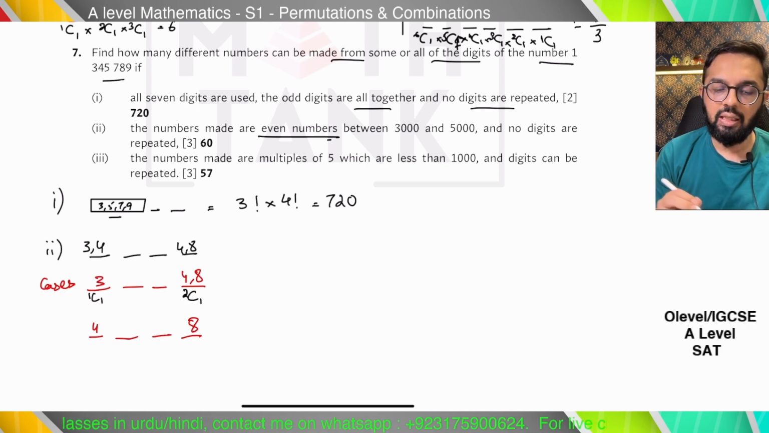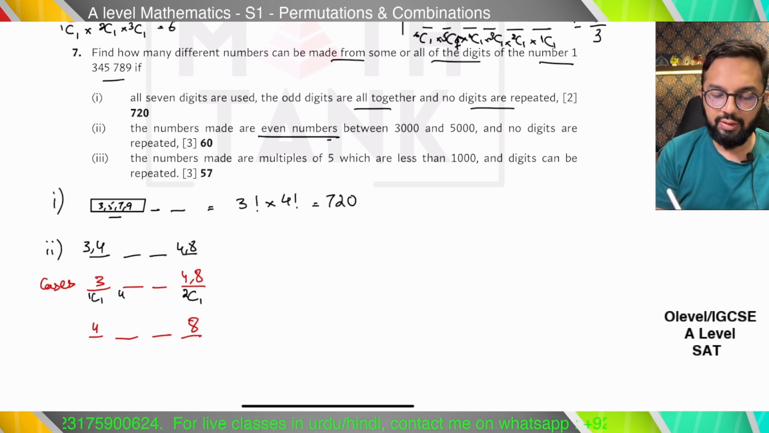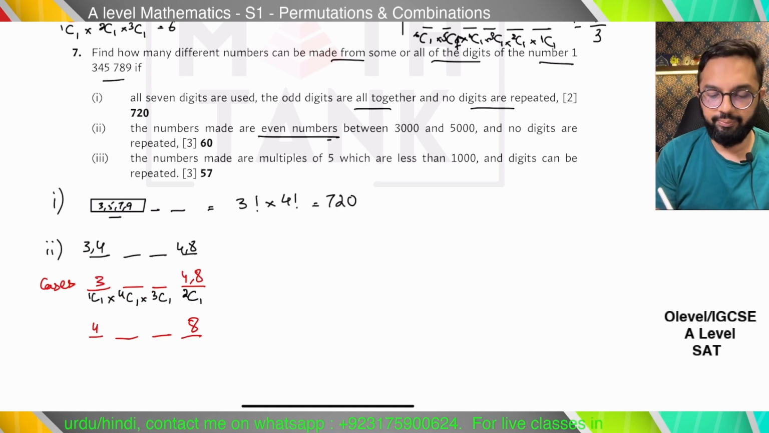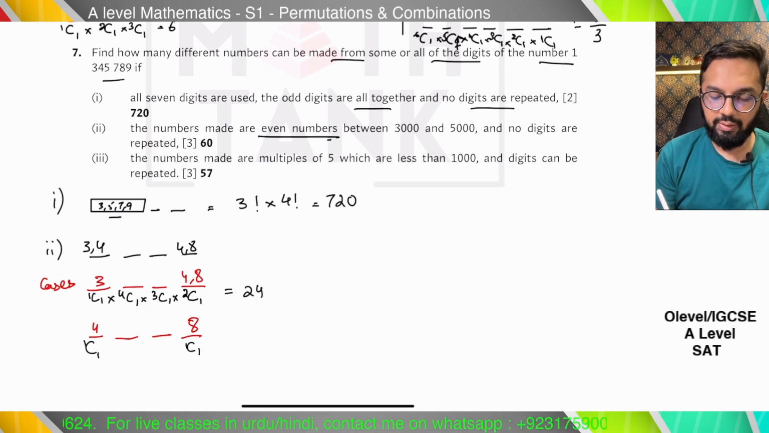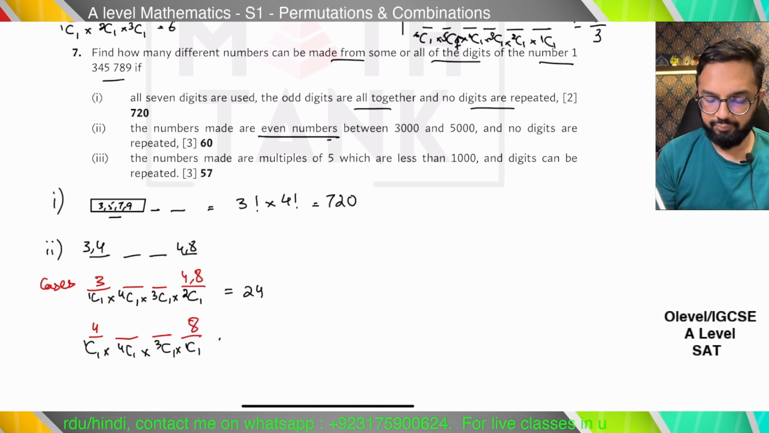How many digits did I have in total? I had 6 digits in total, so I'm left with 2 dashes being filled. I'm left with 4 digits now, so 4C1 and 3C1. Okay, that gives me 24. 1C1 and 1C1. 4C1 and 3C1. Okay, same idea.